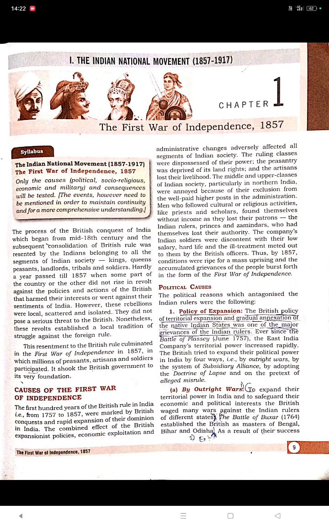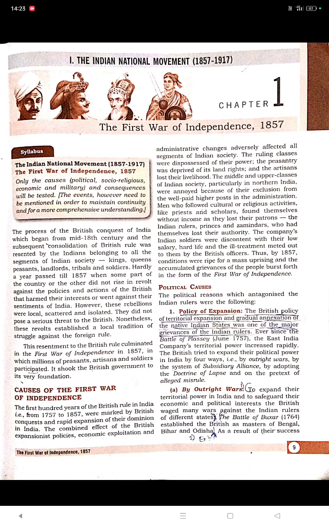People who followed cultural or religious activities, means doing pujas and all these things. We do pujas, no? These religious activities, namaz, all those like priests and scholars found themselves without income as they lost their patrons. The Indian rulers, princes, and zamindars lost their authority, lost their work.